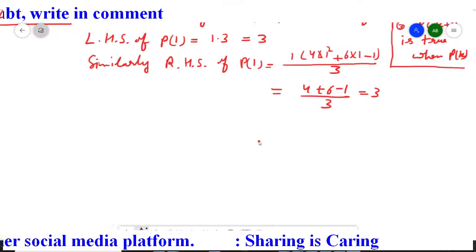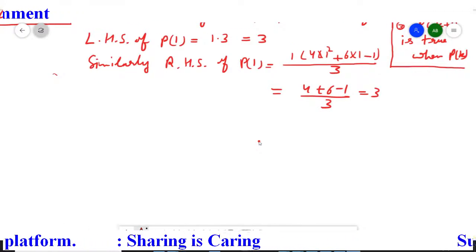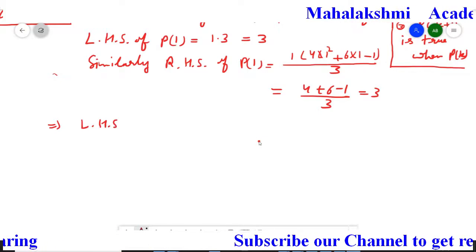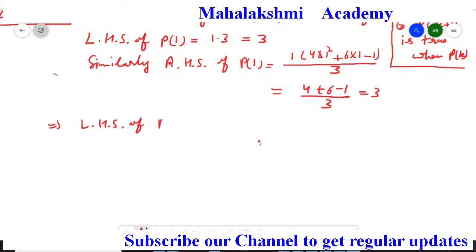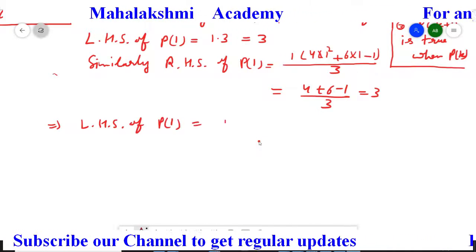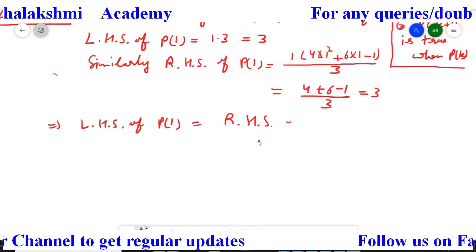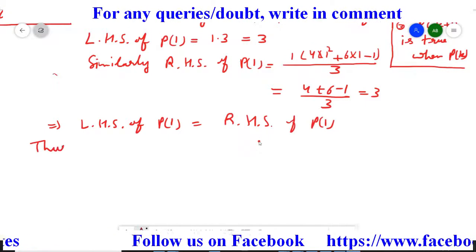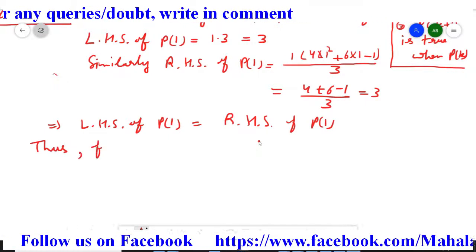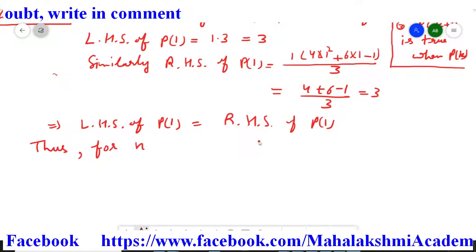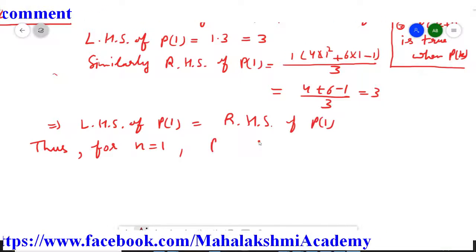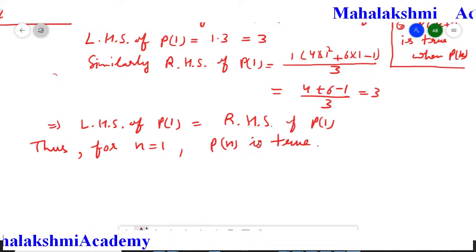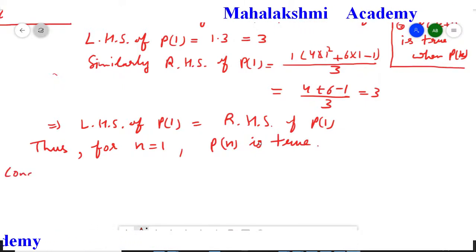So we'll write here, which implies left hand side of P1 is equal to right hand side of P1. Thus, for n equal to 1, Pn is true.